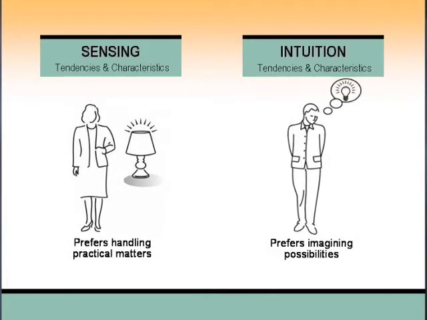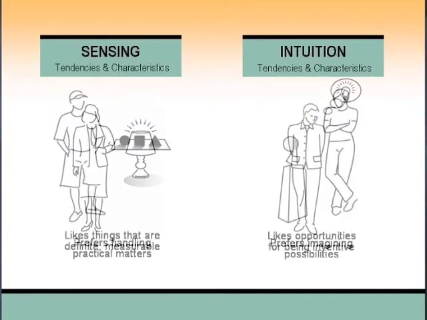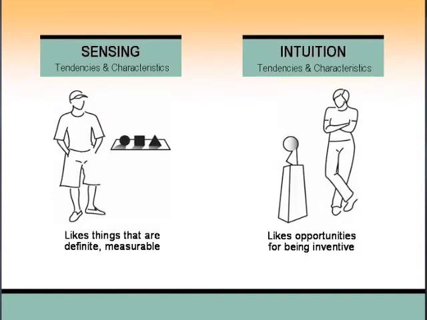Sensing types are also very practical people. They are hands-on people who deal with the hands-on practical issues and matters of today. Intuitives are always thinking about possibilities, imagining what might happen. Sensing types are very definite and like things that are measurable.